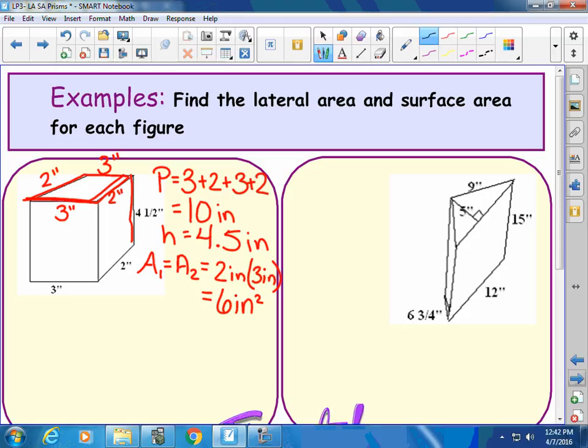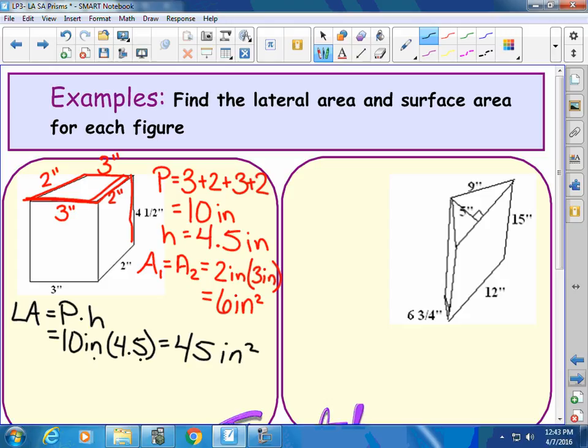Okay, so I'm going to start with lateral area because it's a shorter formula. Lateral area is perimeter times height. I already have all those pieces up above, and I just have to plug them in. 10 inches times 4.5 inches. So 10 times 4.5 is 45. Inches times inches gives me inches squared. Because it's an area, it's always units squared.